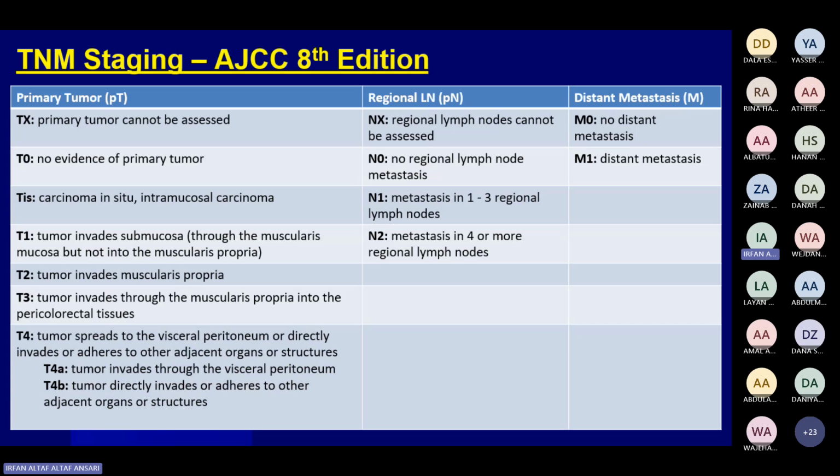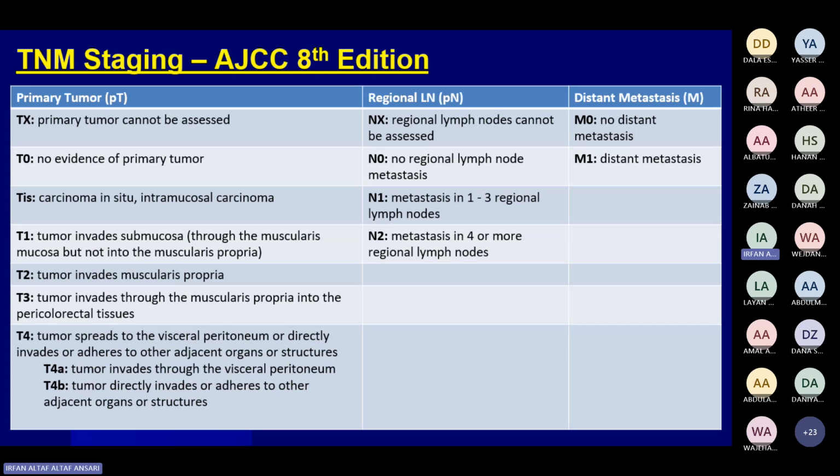Okay. So TX, when the primary tumor cannot be assessed. T0, no evidence of the primary tumor. Tis, carcinoma in situ, or just in the mucosa, has not infiltrated the mucosa. Okay. T1, tumor invades the submucosa, but not into the muscularis propria. T2, tumor invades the muscularis propria.